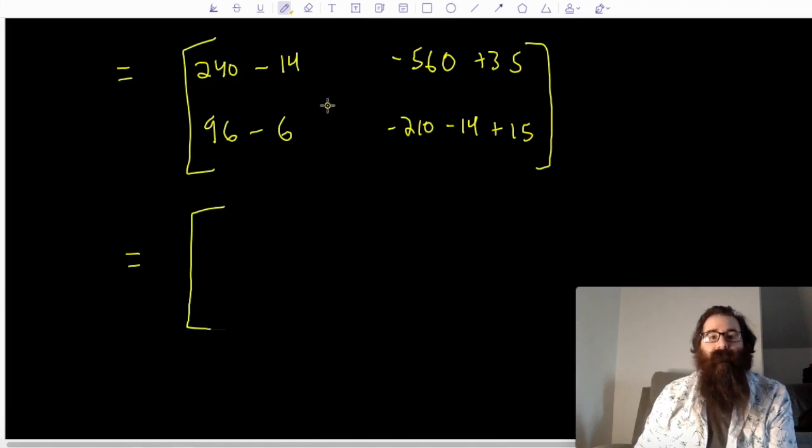And then now we would just go ahead and finish the arithmetic. So I'll say, okay, 240 minus 14. So that's going to give me 226. I have negative 560 plus 35. So that's going to give me negative 525.